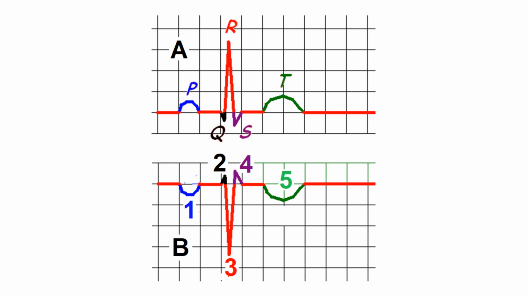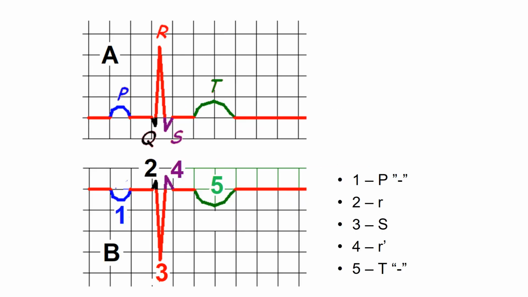A. Typical electrocardiogram in the second lead according to Einthoven. B. Typical electrocardiogram in lead aVR according to Goldberger. Answer. 1. Negative wave P. 2. Small wave r, the first positive wave of the complex of ventricular depolarization waves, QRS, less than 0.5 mV. 3. Negative wave S of the ventricular depolarization complex, QRS, more than 0.5 mV, which follows the wave R. 4. r', second positive wave of the ventricular depolarization complex, QRS, less than 0.5 mV. And finally 5. Negative wave T.